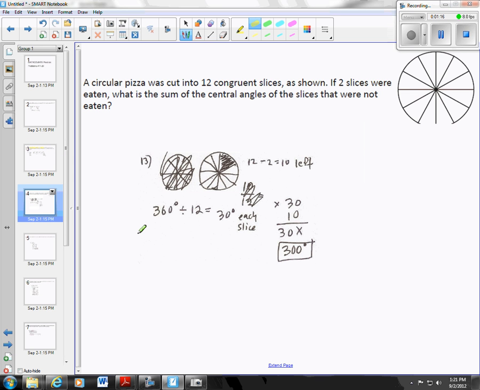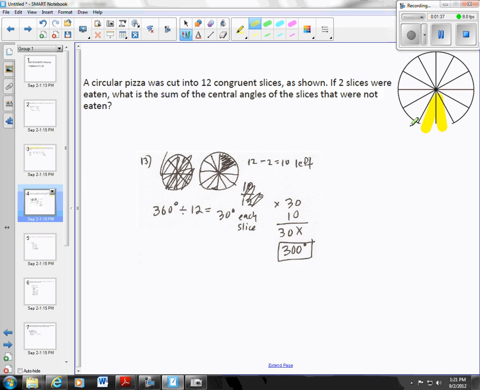All right, now this one, we have a circular pizza cut into 12 slices as shown. So there's our picture. If 2 slices were eaten, what is the sum of the central angles? That means the angles on the inside that were not eaten. Okay, so if we look at this, let's say here are 2 eaten. That means we have 1, 2, 3, 10 pieces left. See, 12 minus 2 is 10.